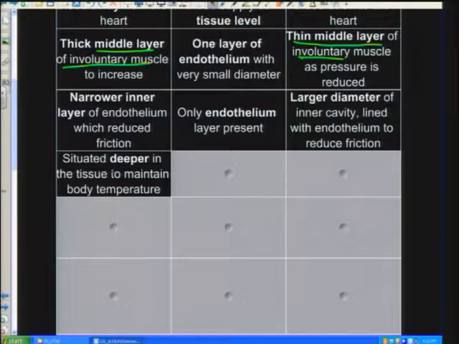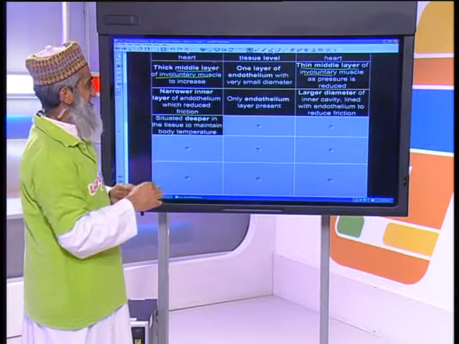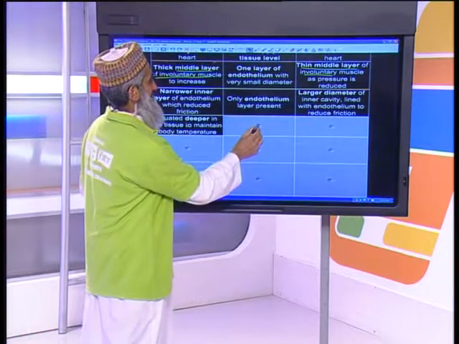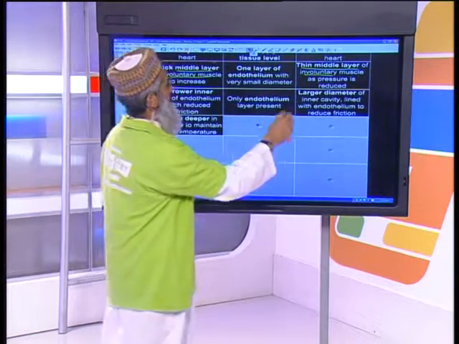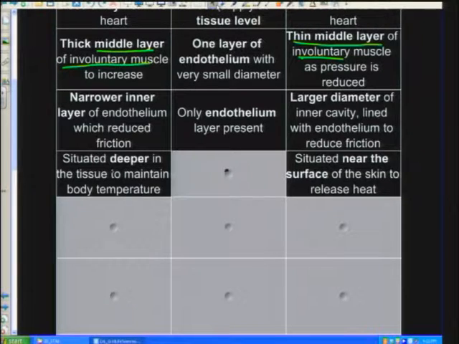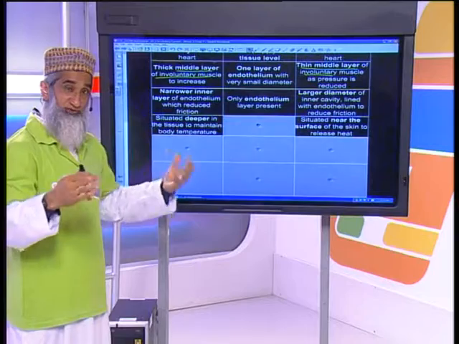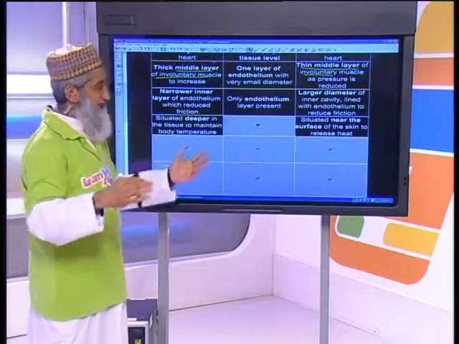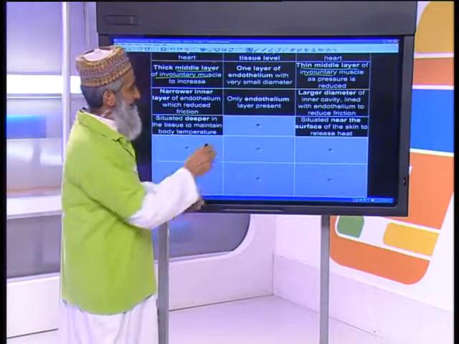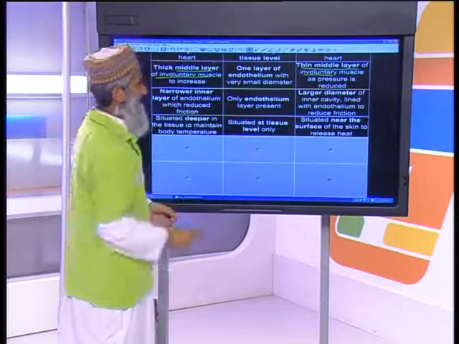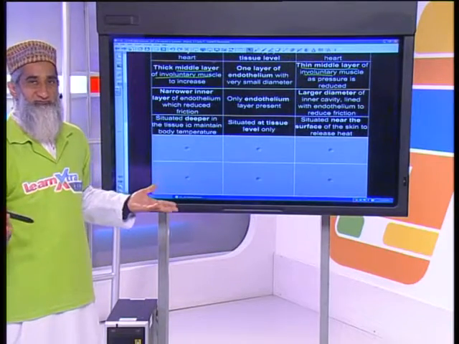Arteries are situated deeper in the tissue to maintain body temperature. We don't want to lose the heat from the arteries. The veins are situated nearer the surface of the skin, so we can release some of the heat when it's coming back from the body, because there's a lot of heat that it picks up from the body, so it needs to lose some of that heat. And the capillaries are only found at the tissue level. They're not found elsewhere.